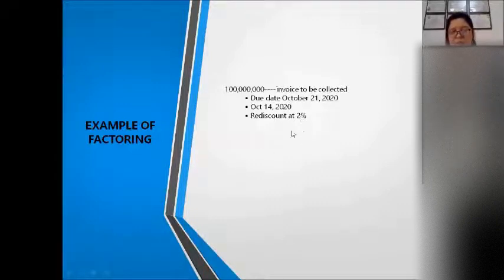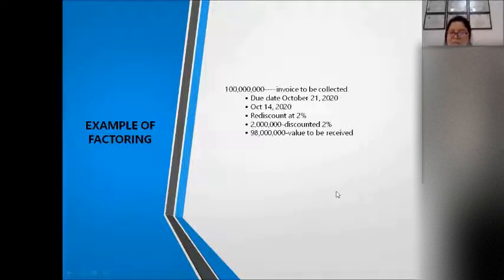Okay? So, ibig sabihin, BDO will give the money on this date, on October 14. Okay? But, it is discounted by 2%. And how much is the 2%? The 2% is almost 2 million of the 100 million. So in short, ang marireceive na lang ni Company C ay 98 million. Okay? Pero pag nagbayad na si Canada, the customers from Canada, pag nagbayad na siya kay bangko who made the factor, BDO, pag nagbayad na si Canada, Canada is paying si Company C.